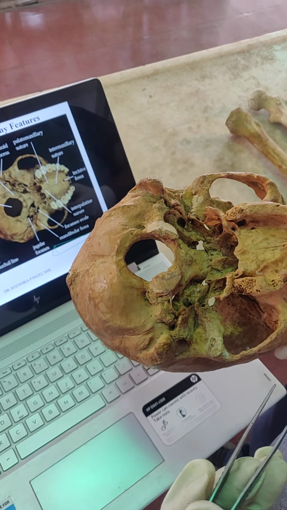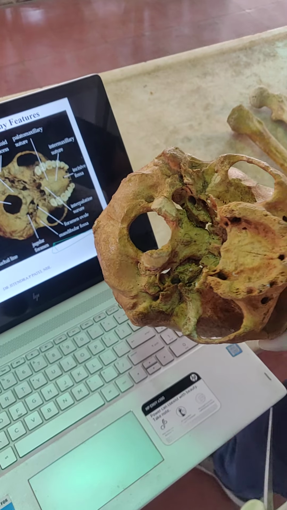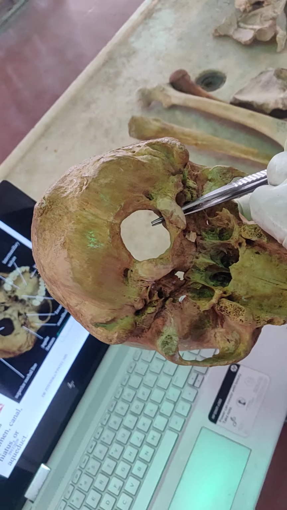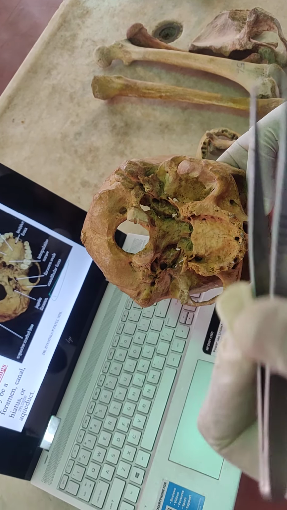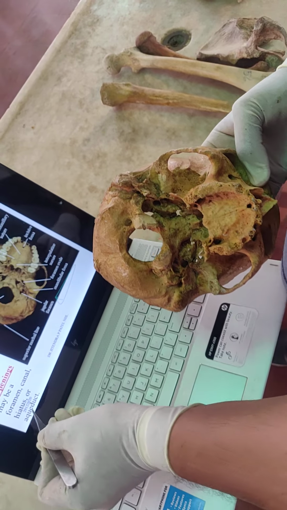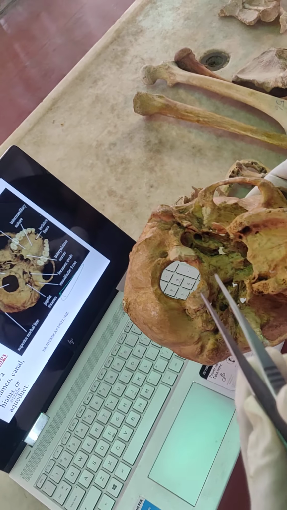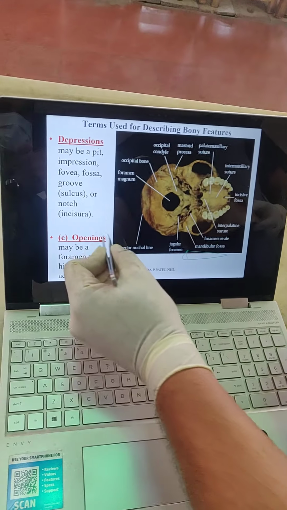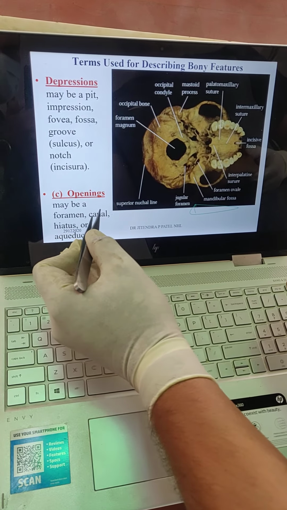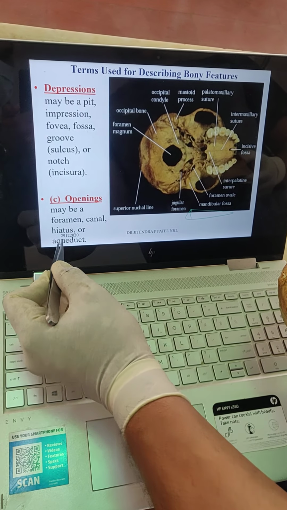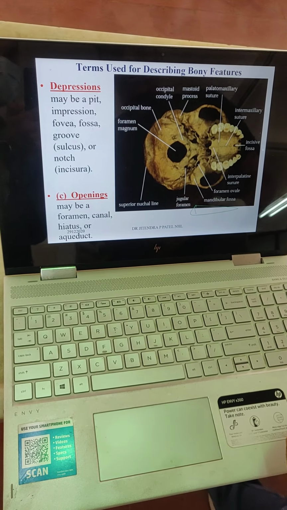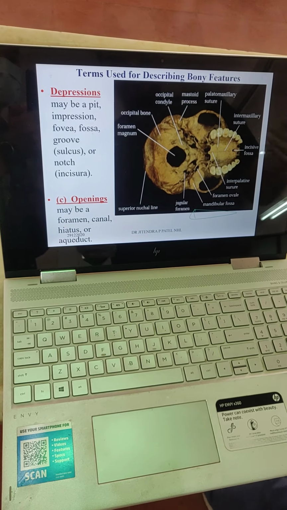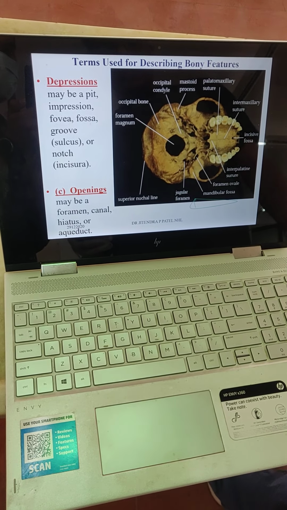In some places there is a small canal. Here you can see this is the hypoglossal canal, where the hypoglossal nerve passes. In some places it is described as a hiatus, and in some places it is called an aqueduct. So wherever there is an opening, it may be considered a foramen, a canal, a hiatus, or an aqueduct. So in different places there is a different name given for the opening.